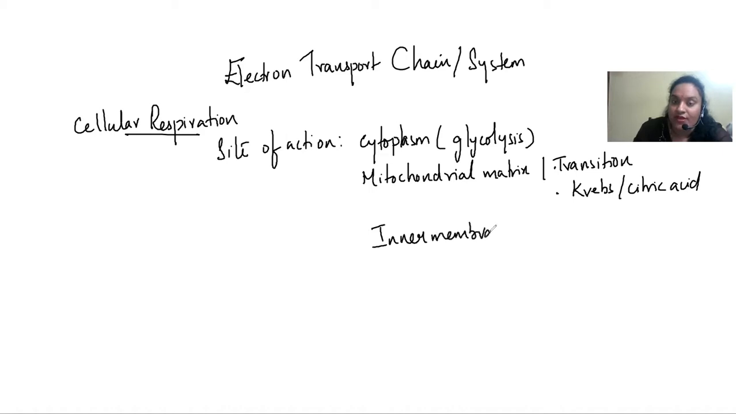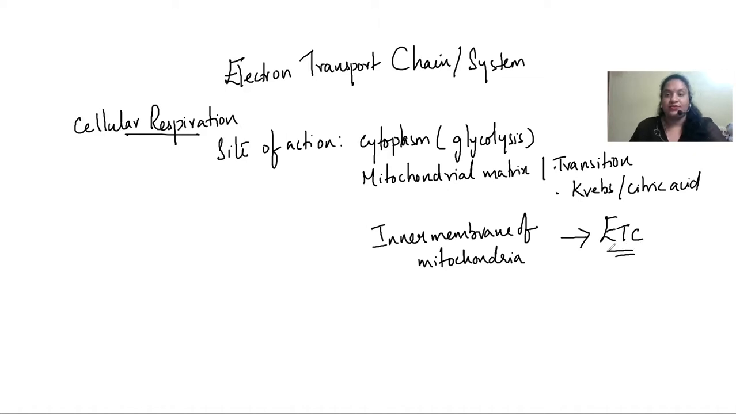And we can even see that in the inner membrane of the mitochondria, we see a system where the reactions happen. These are called the electron transport chain. So this is going to be the introductory part. Just remember that this is the final series of reactions that happen in the inner membrane of the mitochondria in the cellular respiration process.